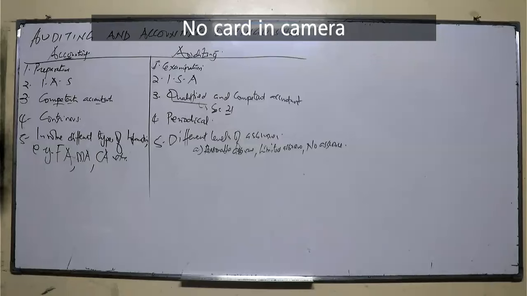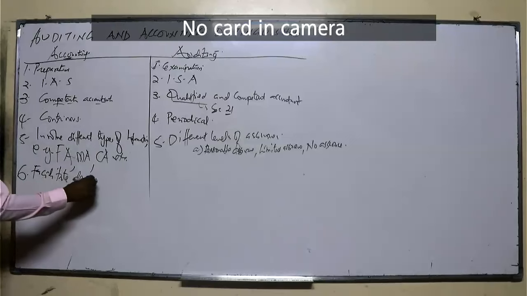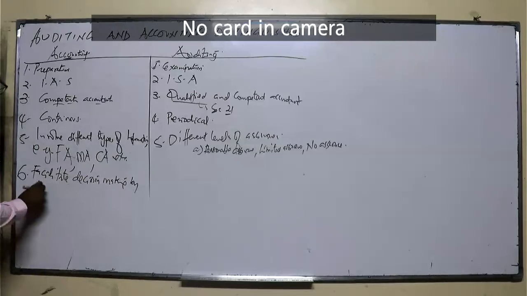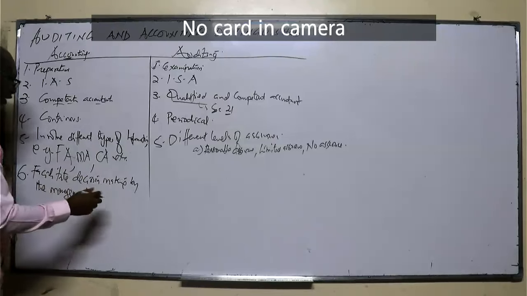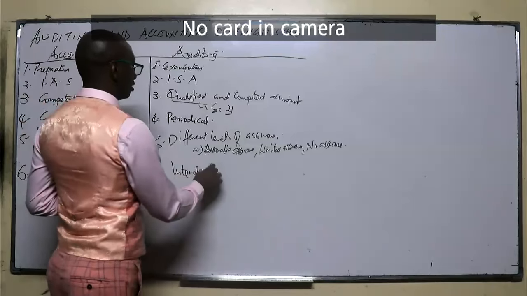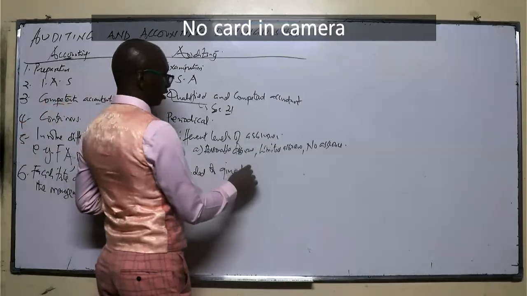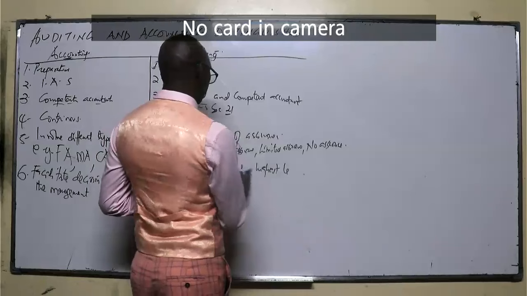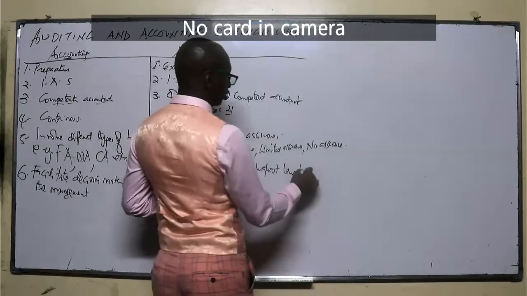This is for internal purposes, to facilitate decision making by the management. Then number six, intended to give the highest level of assurance.